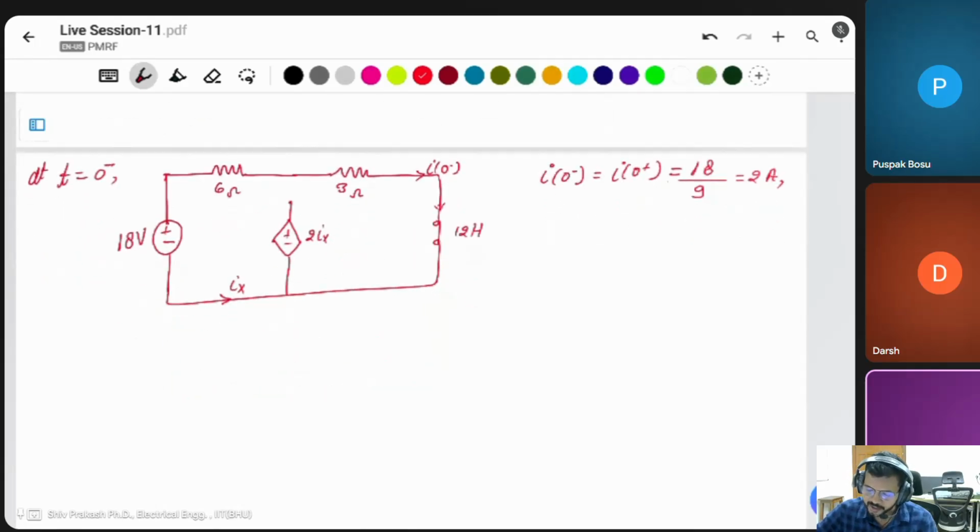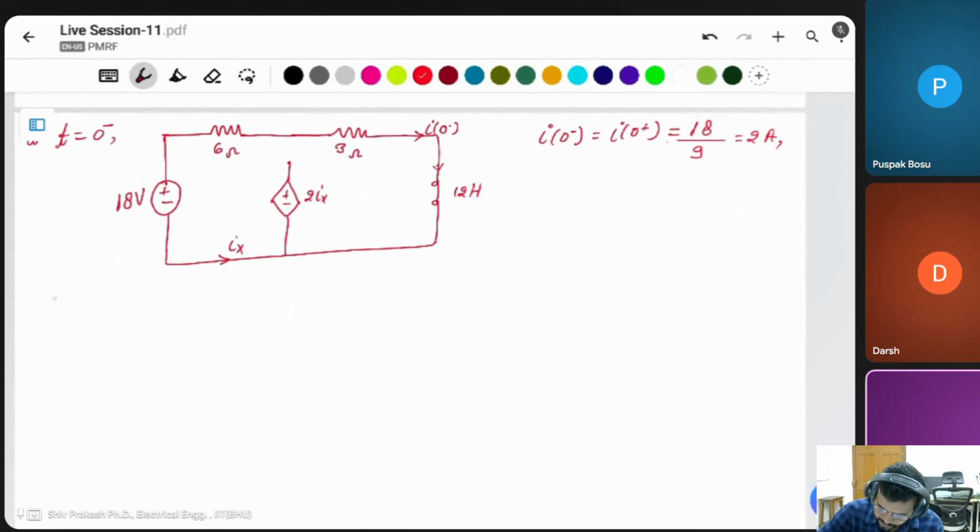What is the final current? We have to find the current in the circuit at t equal to infinity. Again, plus minus.